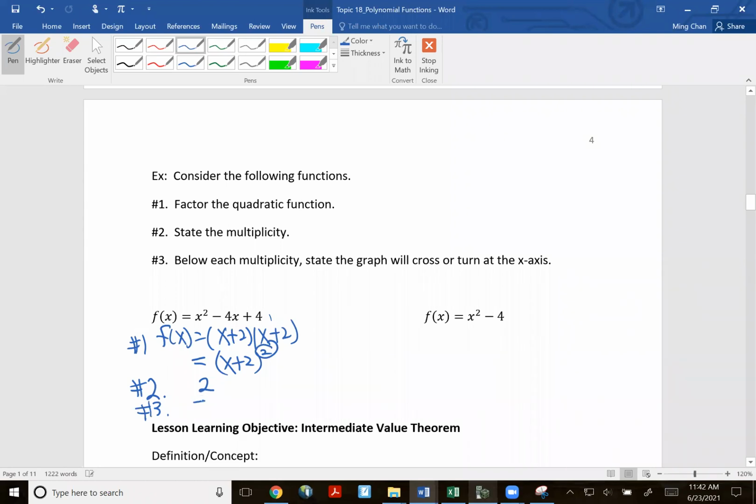If it's even, it will always turn at the x-axis. All right, and at what point does it turn? Well, all you have to do is set the function equal to 0 and solve for x, which I just showed you is that it will turn at -2. If I factor this difference of squares, then you will see this is simply x plus 2 times x minus 2. And what is the exponent up here? You don't see one, right? So that must be 1.